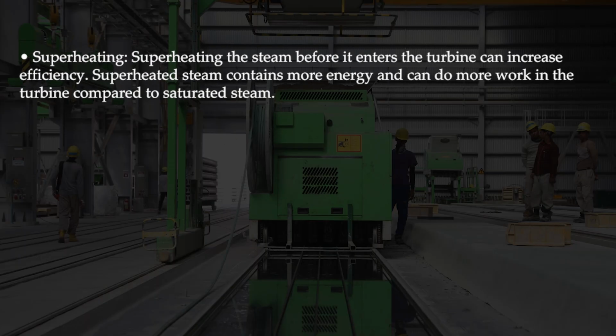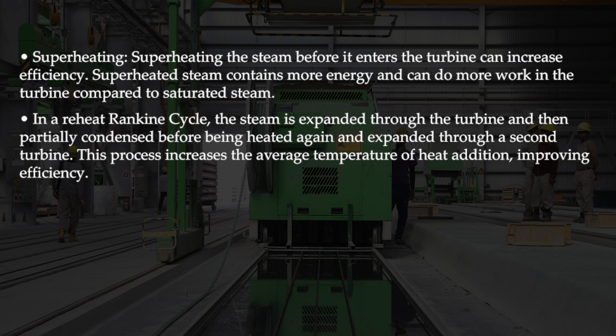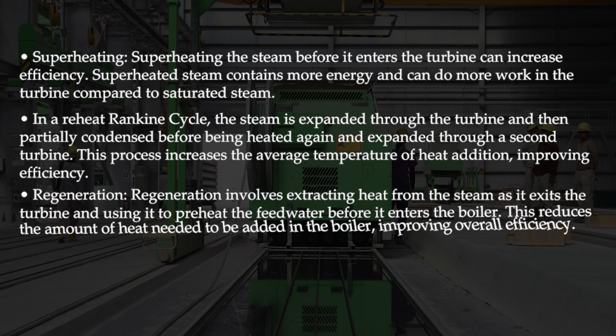Number one is superheating. Superheating the steam before it enters the turbine can increase efficiency. Superheated steam contains more energy and can do more work in the turbine compared to saturated steam. Second one is reheat. In a reheat Rankine cycle, the steam is expanded through the turbine and then partially condensed before being heated again and expanded through a second turbine. This process increases the average temperature of heat addition, improving efficiency.